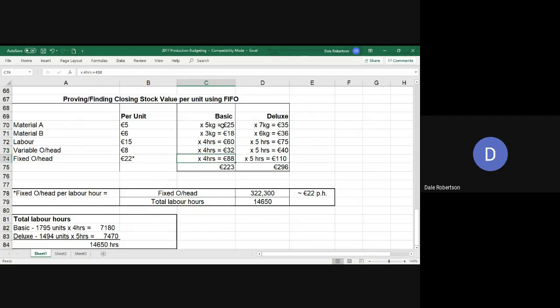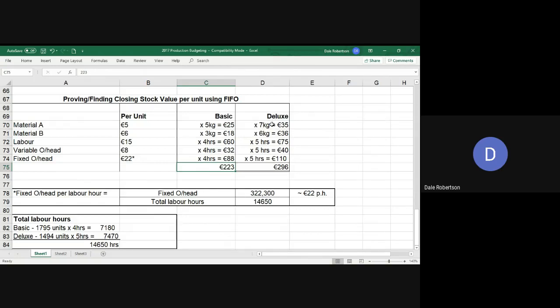And finally, our fixed overheads are €22 per hour, rent and insurance and rates and all those kind of fixed overheads. And we know that €22 per hour by 4 hours is €88. You add up all of these 1, 2, 3, 4, 5 components, and you'll find that the cost of making a basic wardrobe is €223. Therefore, you would sell that wardrobe at €300, €350, whatever profit margin you would like to.